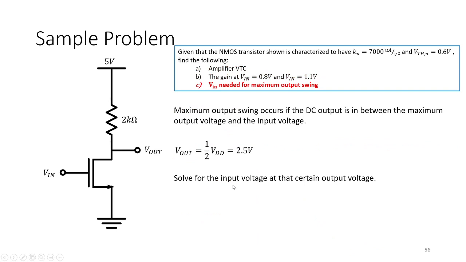Now, what do we need to do to achieve maximum output swing? So find the input needed for maximum output swing. So remember that the maximum output swing occurs if the DC output is between maximum output voltage and minimum output voltage. So what does this mean? So Vout equals 1/2 VDD. Just like what we said earlier, so 2.5. So if we put 2.5 here, in Vout, we just solve for the value of Vin.